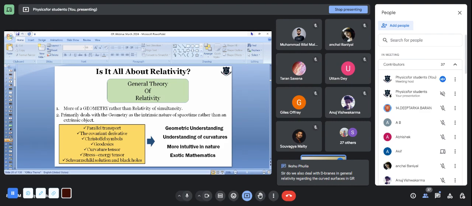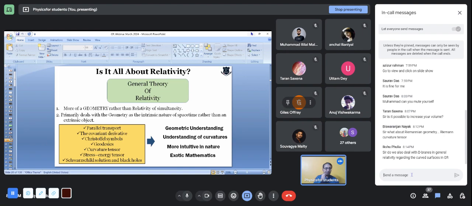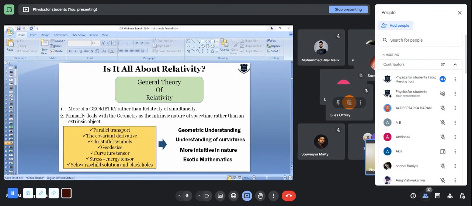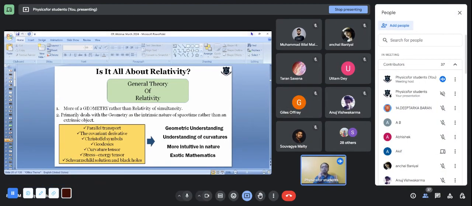Sir, do we also deal with D-branes in general relativity? No, absolutely not. D-branes are related to string theory, which is an attempt to unite quantum mechanics and general relativity. But the topic we are talking about is classical relativity, where D-branes and brane structure are not dealt with. That is dealt with in string theory, which is an attempt to unite general relativity and quantum mechanics.